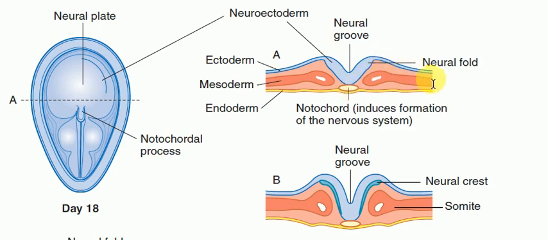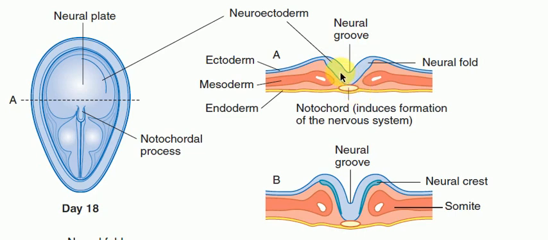The red part is the mesoderm, the blue part is the ectoderm. As you can see, the blue part is the ectoderm, the red part is the mesoderm, and the yellow part is the endoderm. So the notochordal process is part of the mesoderm, and the ectoderm lying just above it becomes a neural plate, a thickened layer of cells.